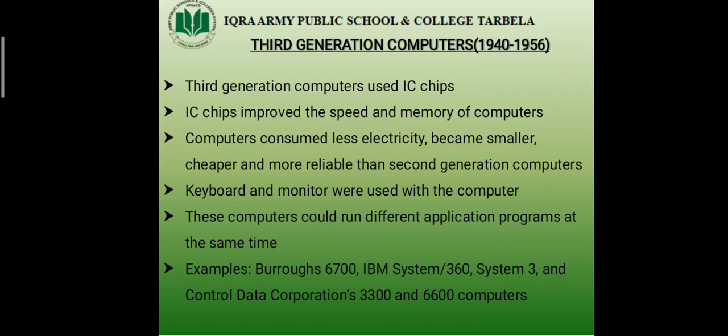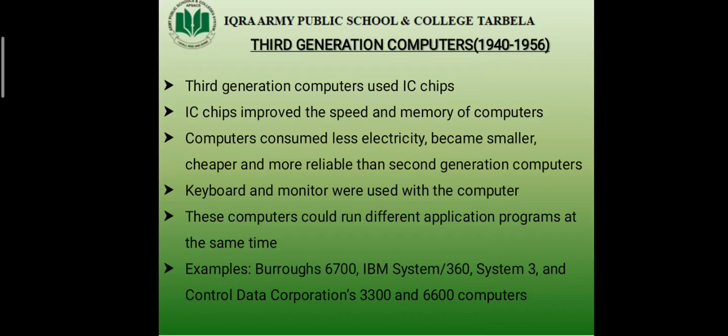IC chips improved the speed and memory of the computers. Computers consumed less electricity, became smaller, cheaper, and more reliable than the second generation of computer. And the keyboard and monitor were used with the computer in the third generation, and these computers could run different application programs at the same time. Okay, the multi-programming phenomenon was introduced in the third generation of the computers.